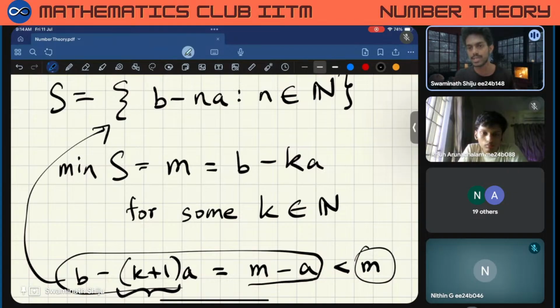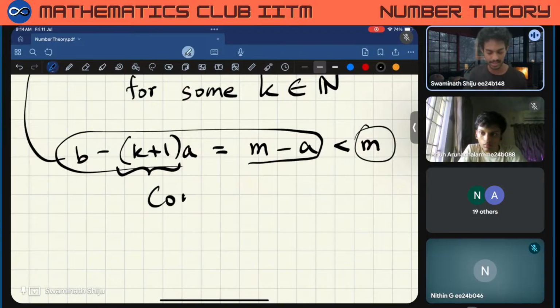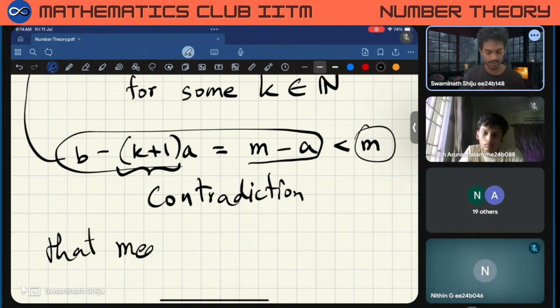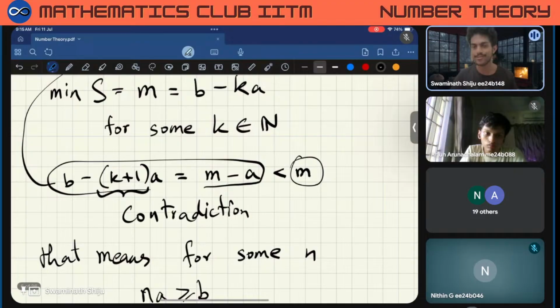So that means either two things: either our assumption is false or well ordering is false. Well ordering is true, so our assumption is false, which means this is a contradiction. That means for at least one n, and obviously we know it's infinite by intuition, na is greater than or equal to b. Okay, that's the first proof of the session.